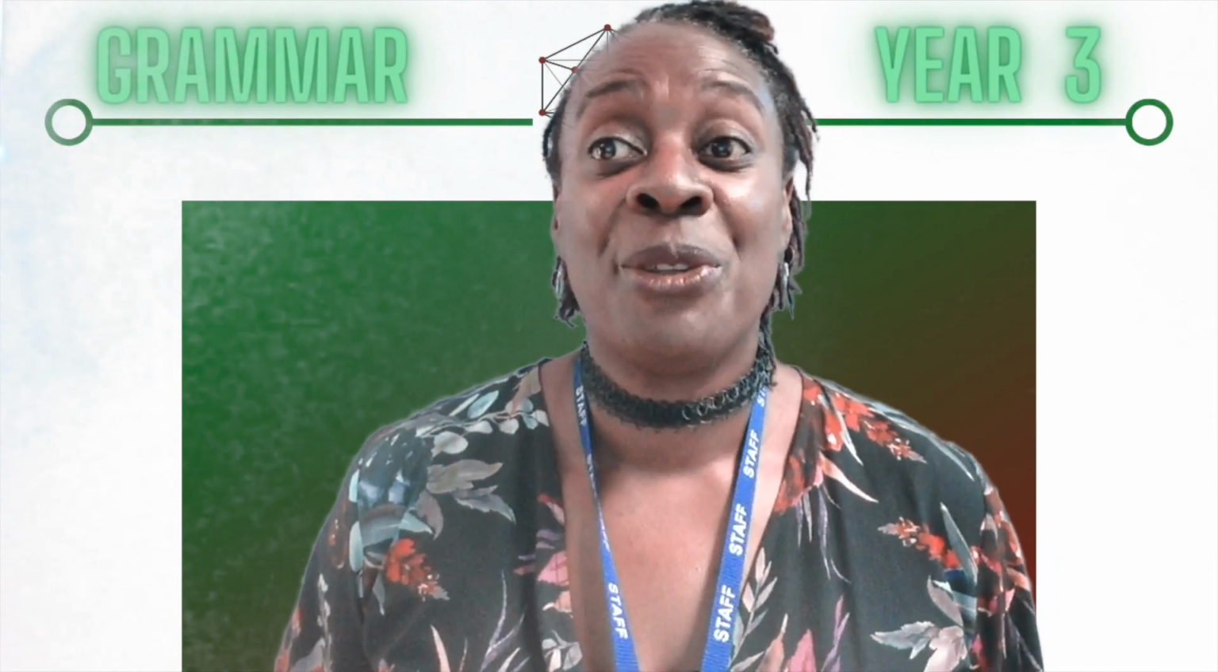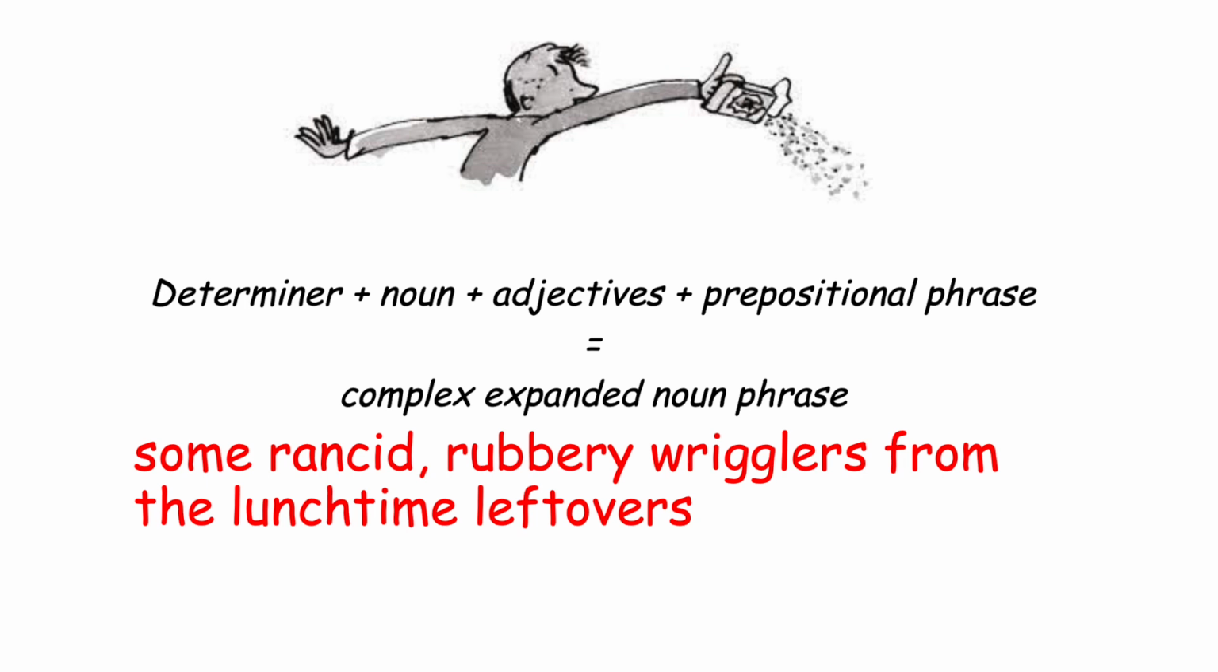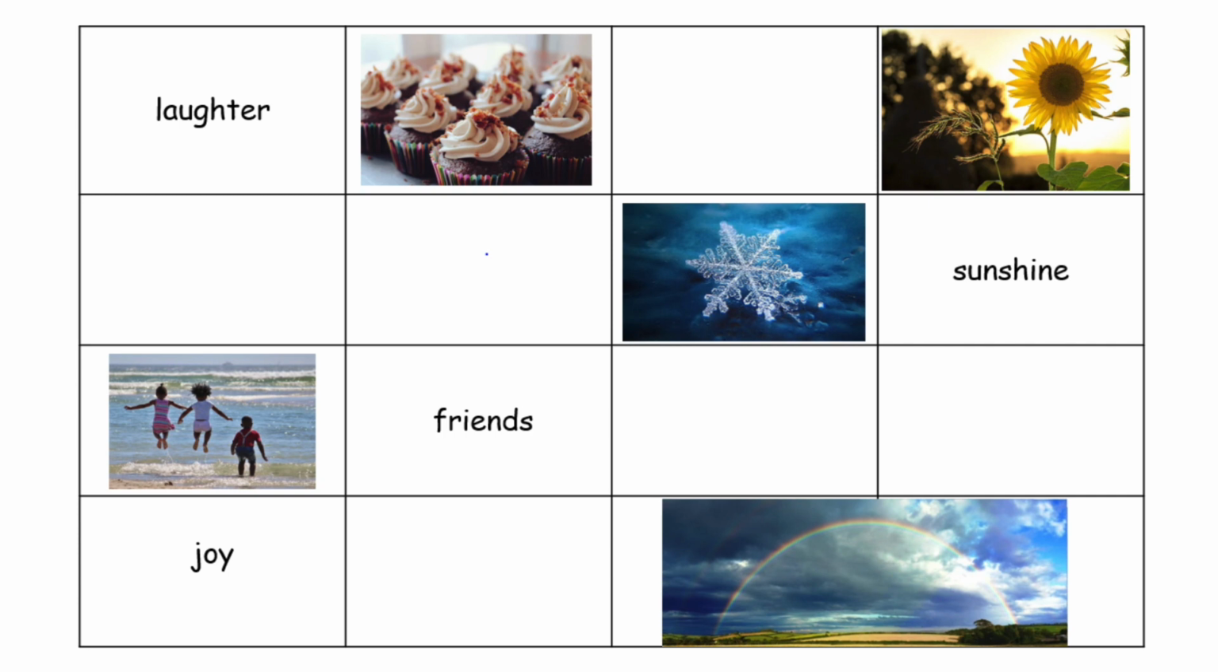Don't forget to follow the magic recipe. Determiner plus adjective plus noun plus prepositional phrase. Here are some ideas to help you get started. Download the beautiful bottle template to load up with all your favourite things, or you can draw your own bottle. Don't forget that nouns can also be ideas like friendship or joy, so you might like to build some expanded noun phrases around those. Well done for completing your task.